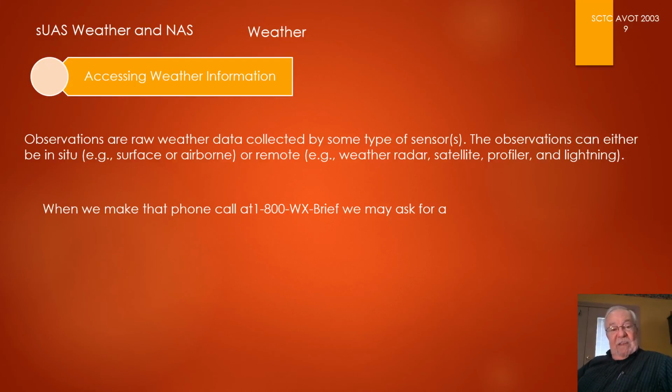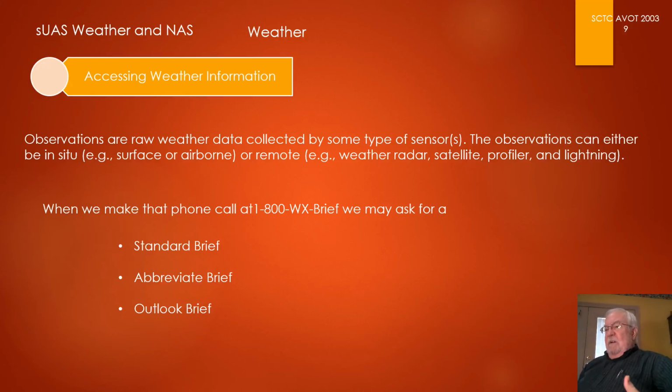But for the exam, the FAA written test, they do ask questions about this. And here's one of the questions. When we make a phone call to weather brief, we may ask for a standard brief, an abbreviated brief, or an outlook brief. Okay, so what are these briefs? Standard brief is everything.